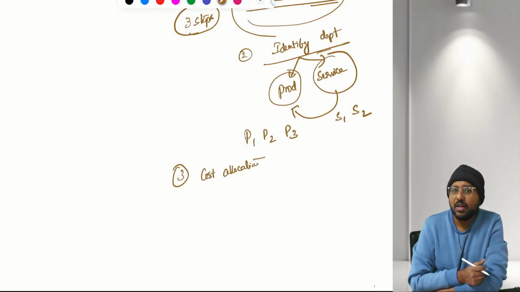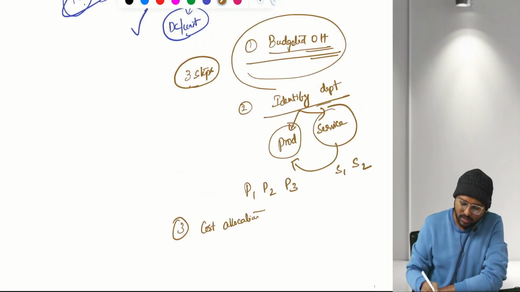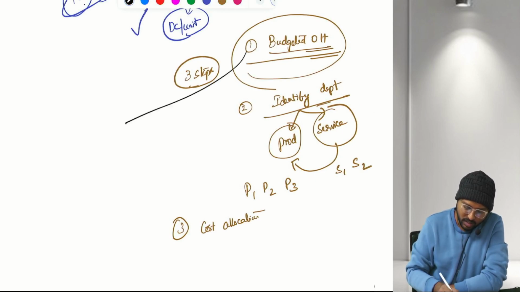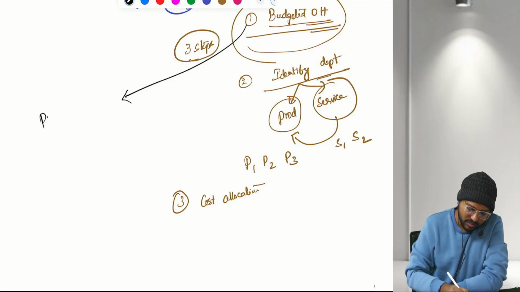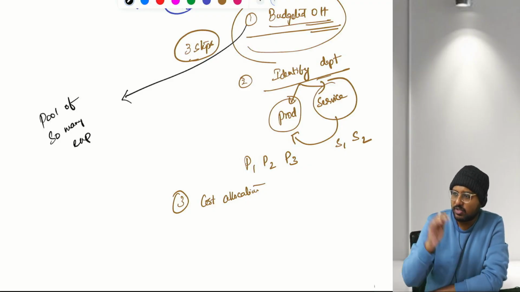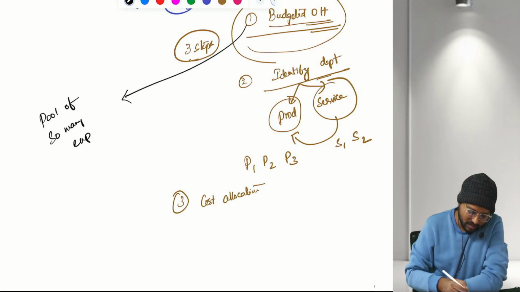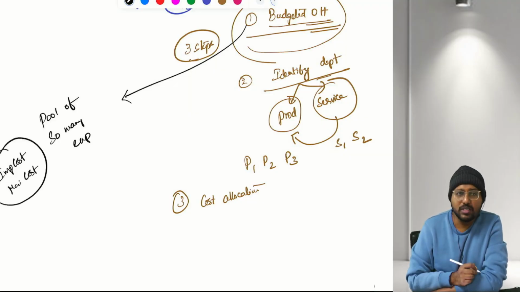Cost allocation. Allocation means we'll find a particular cost. See, overhead is not a single cost; it's a pool of so many expenses. Inside overheads, there are so many items. For example, you have inspection cost, you have maintenance cost. You have so many costs inside the overheads.